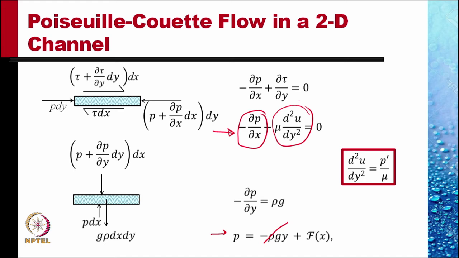Del P by del x is replaced by P prime, and we get del square u by del y square is equal to P prime by mu, and which is a constant. P prime by mu is a constant. That means P prime is a constant. Delta P by delta x is constant. Or pressure gradient in the streamwise direction is constant. The pressure is varying linearly. This equation, which governs the flow through this channel, can be integrated rather easily.